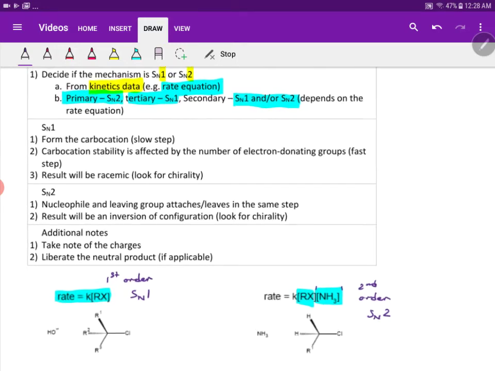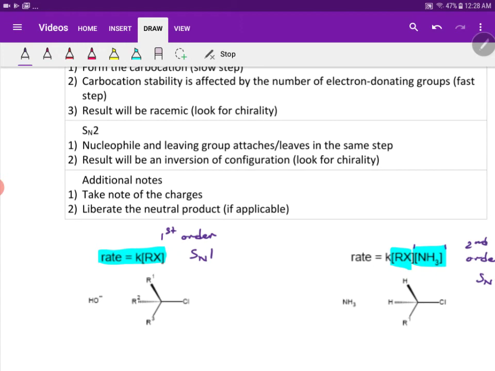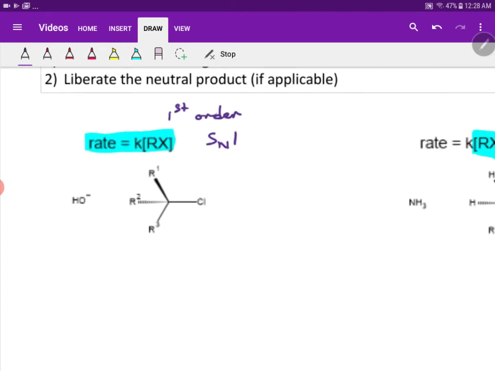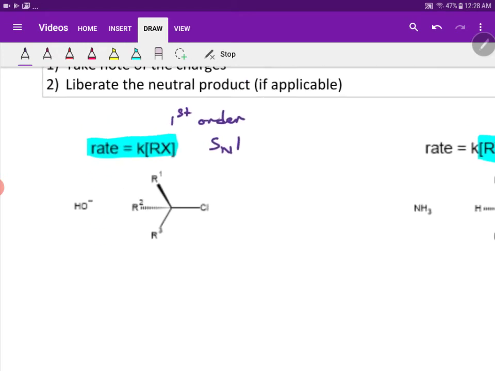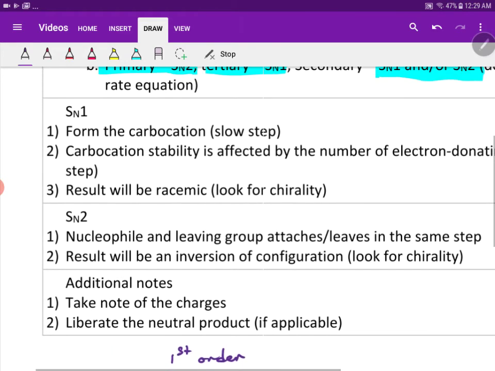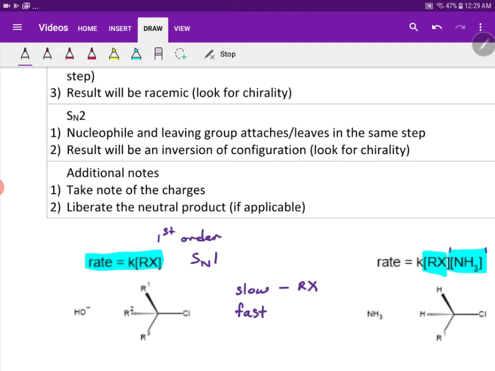Alright, so the SN1 mechanism, since the rate equation is first order and there's only RX present, that means there should be a slow step and there should be a fast step. The slow step requires your RX. So the first thing that we have to do is to form the carbocation. So let's take a look at this.